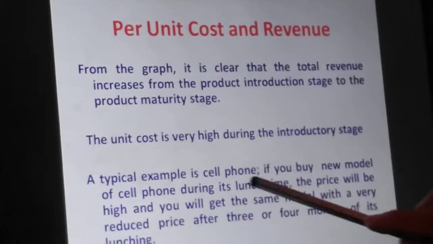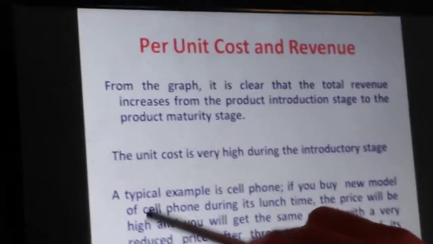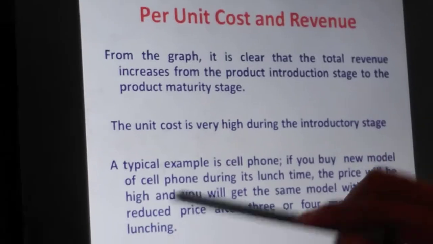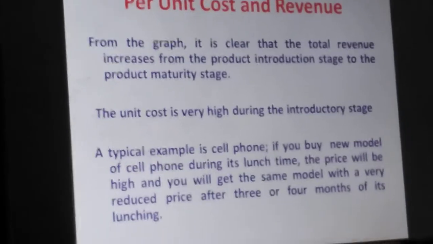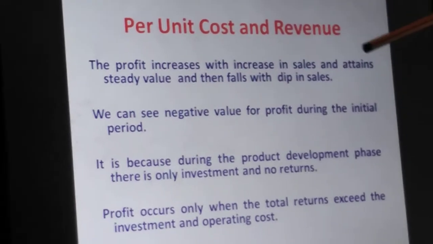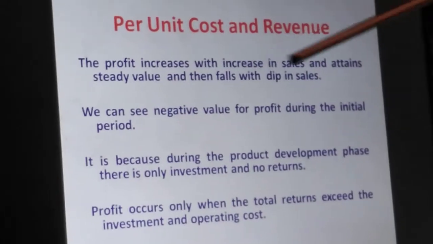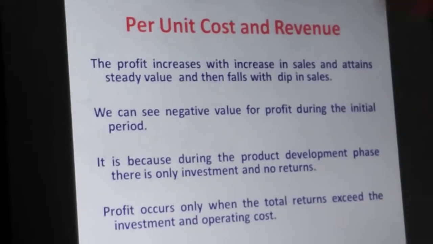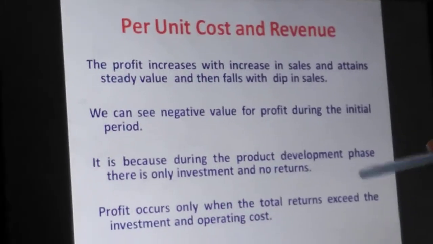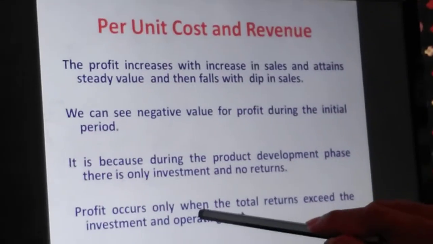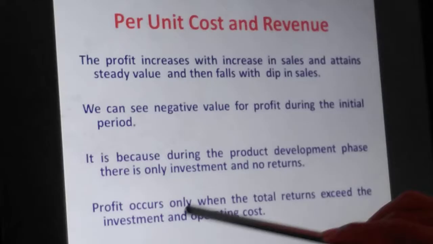A typical example is a cell phone. If you buy a new model of a cell phone during its launch time, the price will be very high. You will get the same model at a much reduced price 3 or 4 months after launching. The profit increases with the increase in sales, attains a steady value, then falls with a dip in sales. We can see a negative value of profit during the initial period, because during the product development phase, there is only investment and no returns. Profit occurs only when the total returns exceed the investment and operating cost. Thank you.